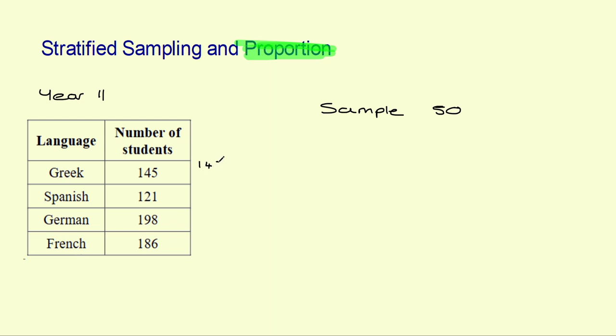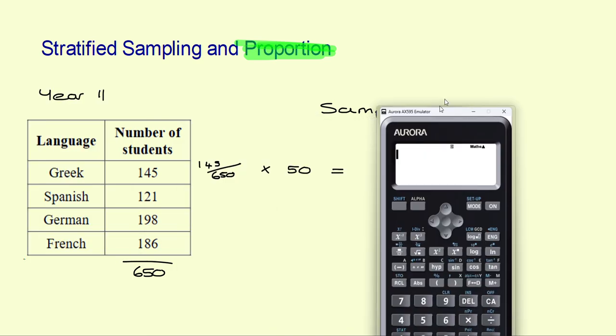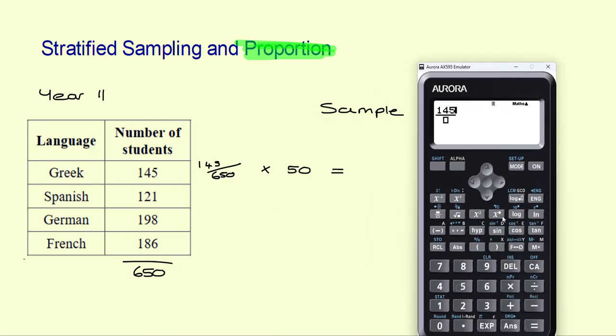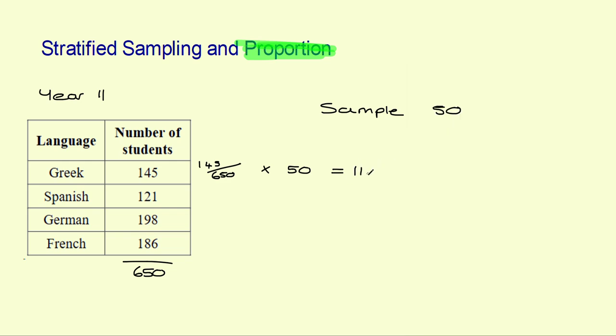So, for example, 145 out of 650 of them, because there's 650 in total, are taking Greek. I want my sample to be in exactly the same proportion. So what we actually do is we take the proportion and we multiply it by the sample number. So on my calculator, 145 over 650, multiplied by 50, the sample size. And that tells us we should be asking 11 students. Round it to the nearest integer, because we can't ask 0.1 of a student. I would write down 11.15, which means 11 students.